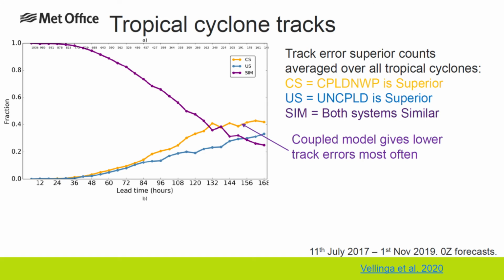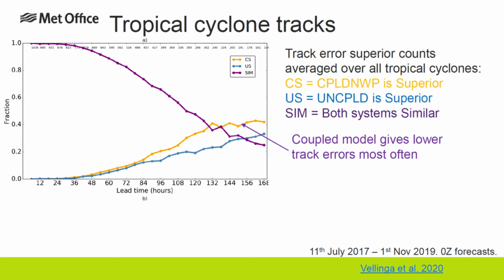So by 132 hours into the forecast, the coupled NWP model predicts better tracks 40% of the time, whereas the uncoupled model only predicts better tracks about 20% of the time. So that's quite an improvement to tropical cyclone forecasting.